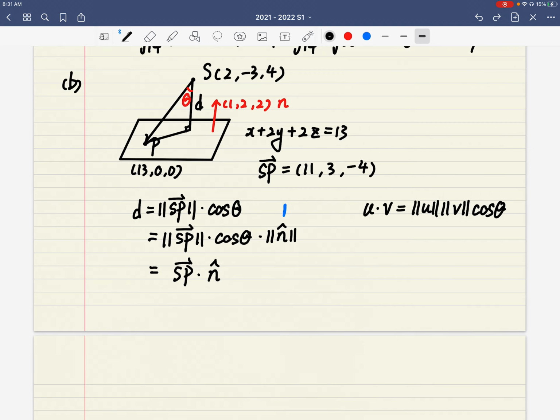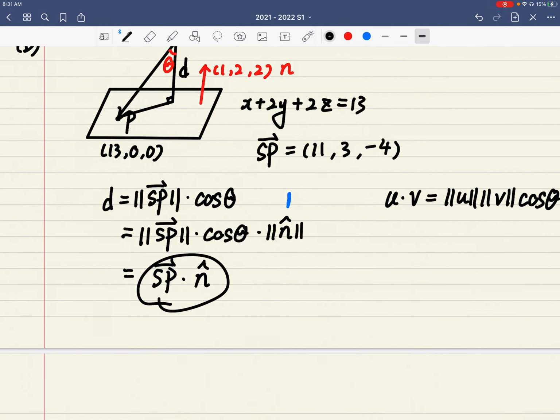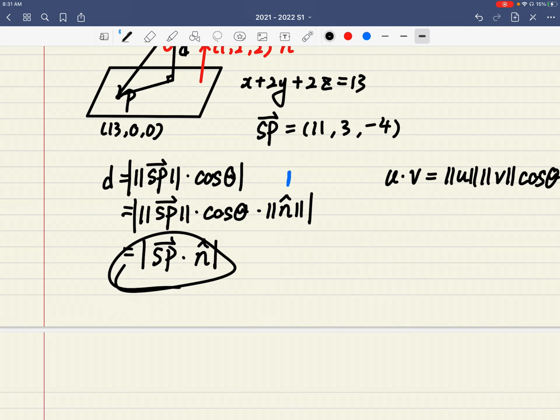However, here's just a sketch. We don't know exactly what the direction of n is, or the direction of SP. So it's likely that this result could be a negative number. It could be a negative distance. So what we need to do is put an absolute value symbol from the beginning to make sure this distance is a positive number. Okay, so now we can continue.